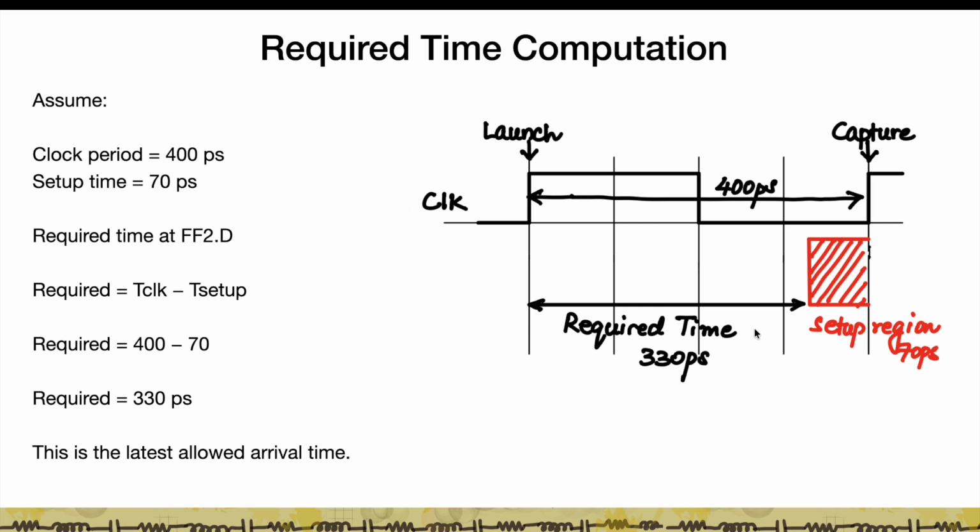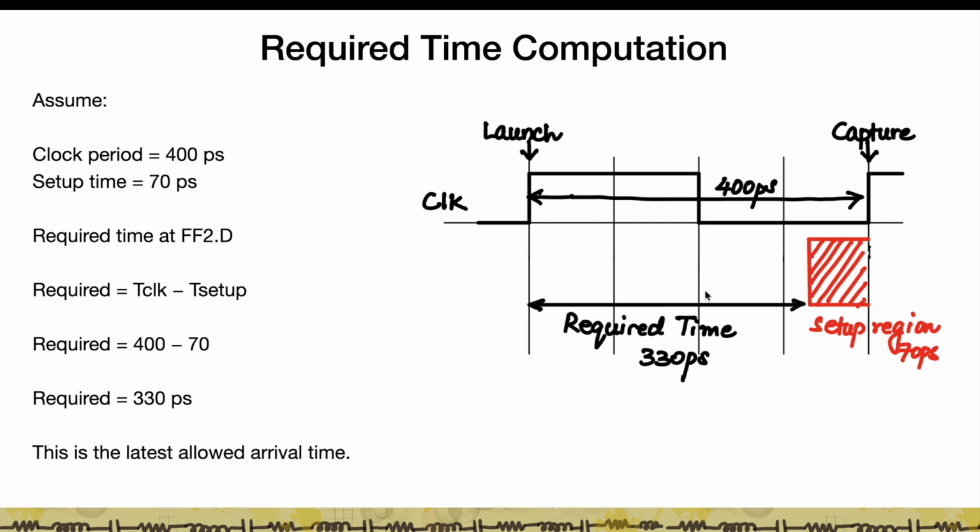Look at the numbers carefully alongside the diagram. The capture edge fires at 400 picoseconds. The setup region, the forbidden zone where the data can't be changing, covers the last 70 picoseconds. So the data must be stable by 330 picoseconds. Any later and we are inside the setup window, which means potential metastability.